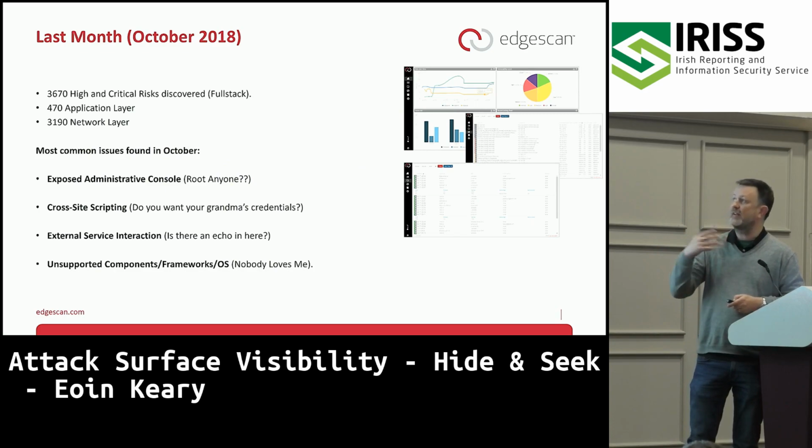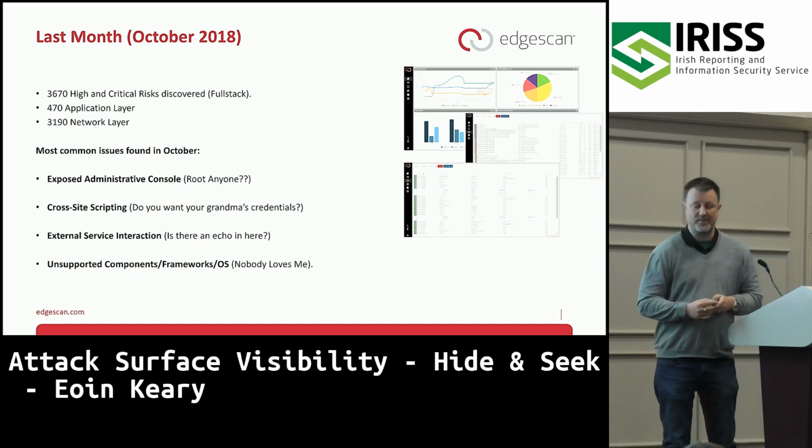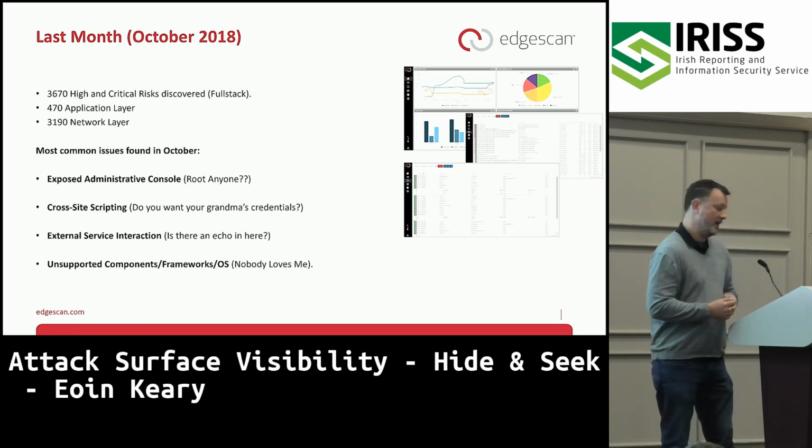So here's an example of last month's vulnerabilities. The point I'm trying to make is that some of these vulnerabilities are quite old. We all know about them. We've seen them before, and we're still finding tons and tons of this stuff all the time. These are some stats from October, and you can see things like cross-site scripting, external service interaction, and something pretty disappointing: unpatched, unsupported frameworks.